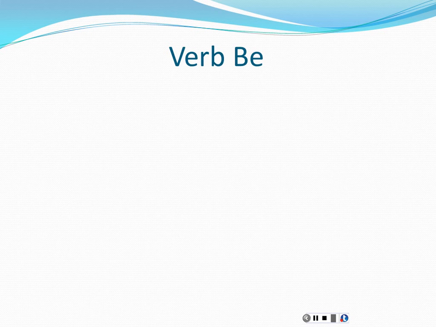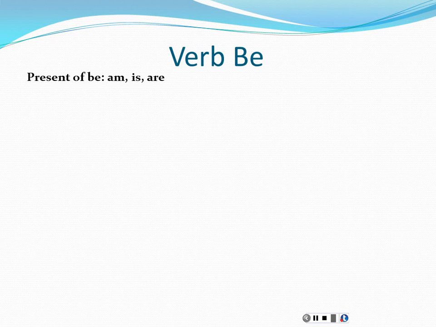As I said in lecture 1, the be verbs are am, is, are. We have three verb be. Okay? So, let's talk about them in more detail.